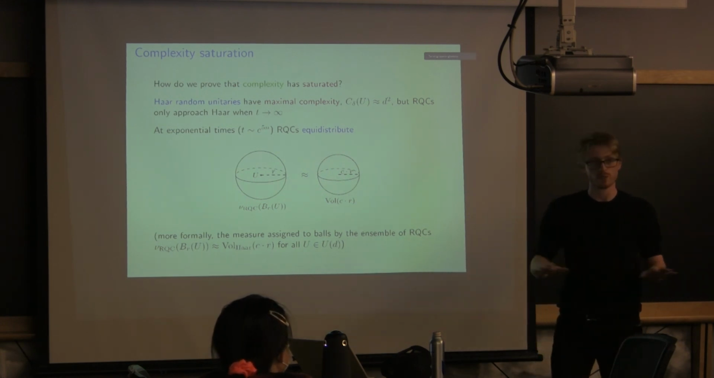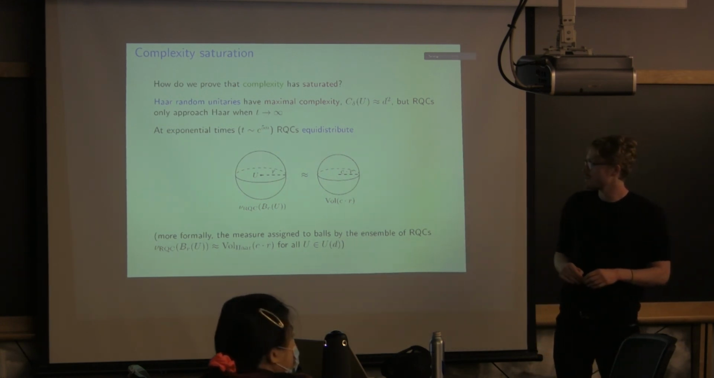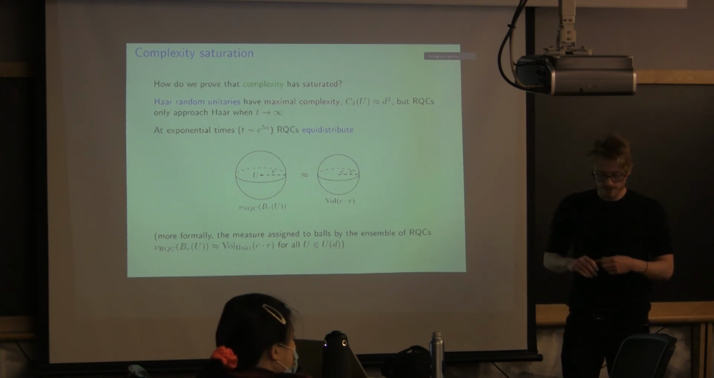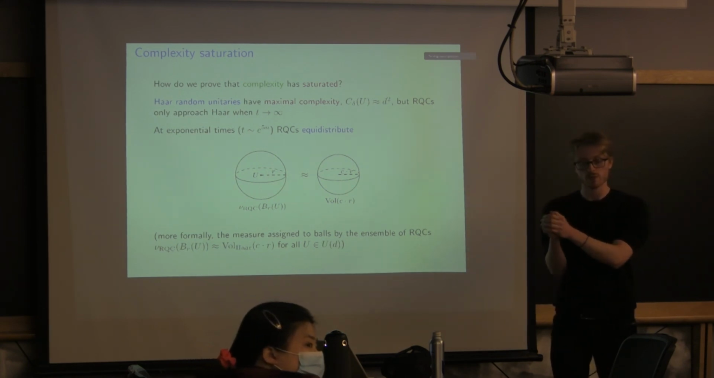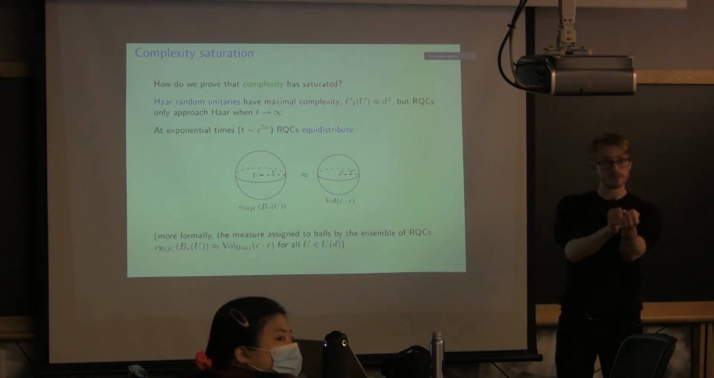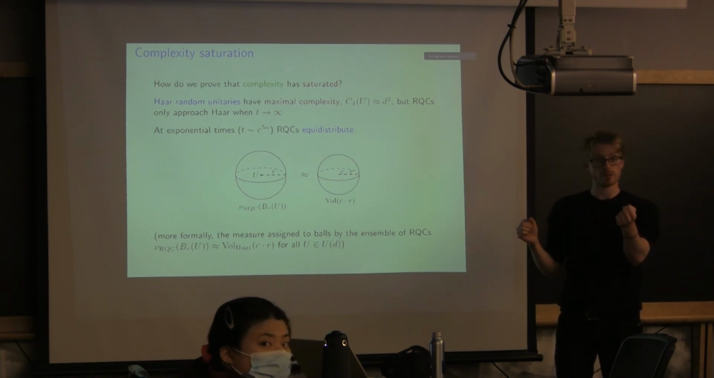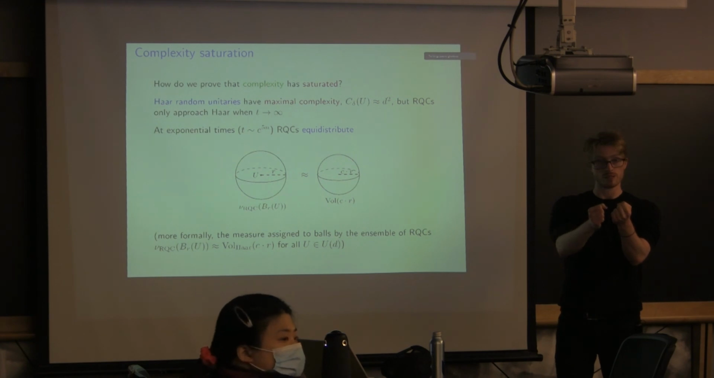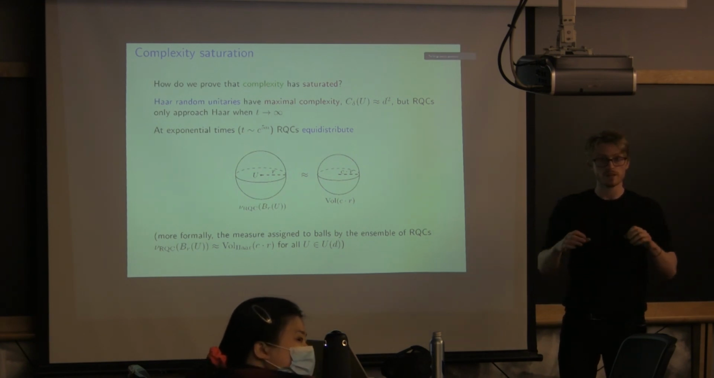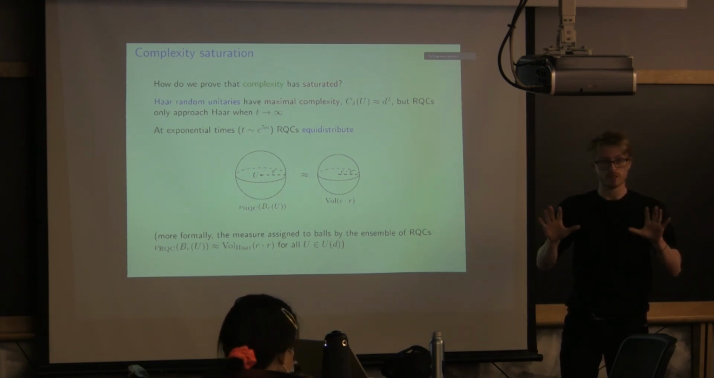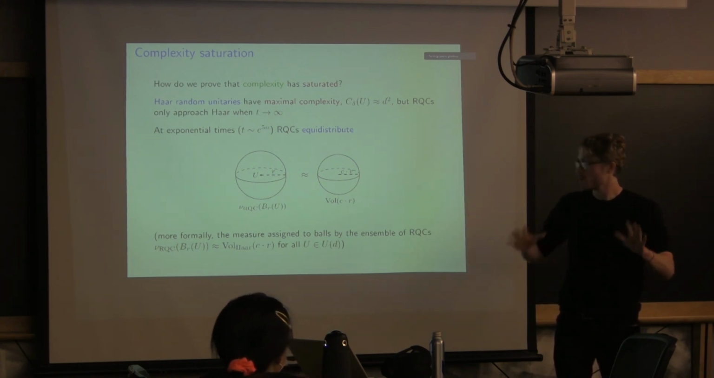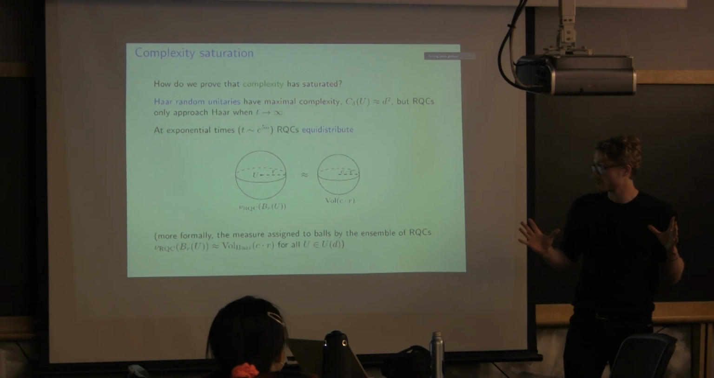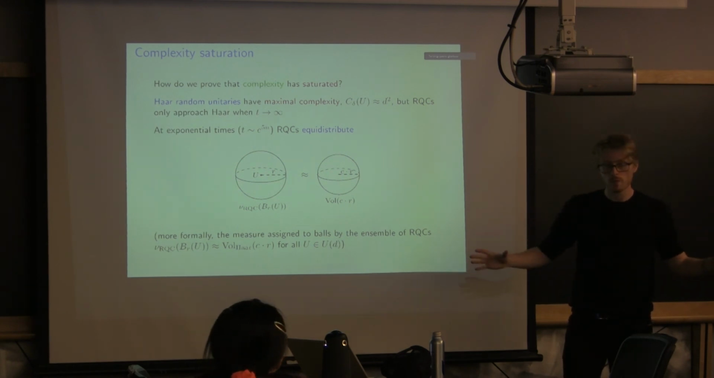And that's sort of like a term we invented, or basically a definition. But the idea is that you can ask what the probability of some random circuit being close to some fixed unitary is. And you can also ask what the probability of some Haar random unitary being close to some fixed unitary. And basically you say that when those two things become approximately equal, which happens at exponential times, then the distribution is equidistributed. More formally, you say that random circuits assign some measure to balls in the unitary group.